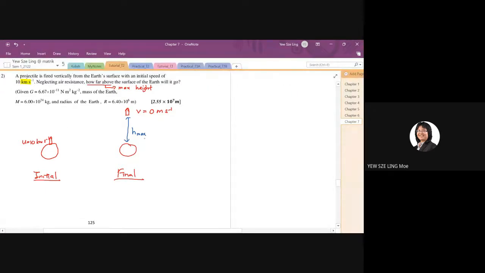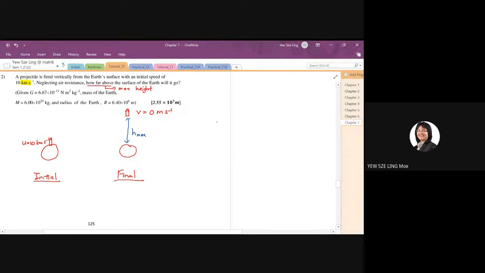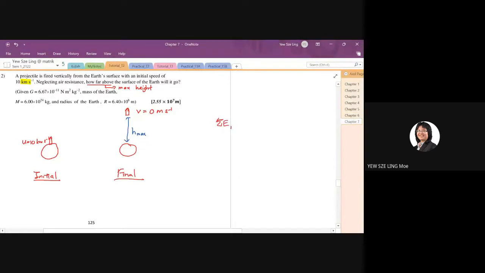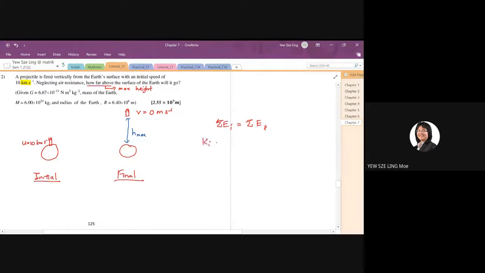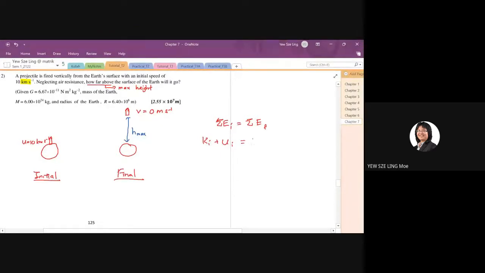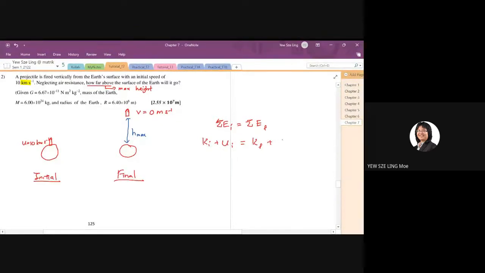Now let's see how we are going to solve this question. You have velocity and you want to look at the height. What can we do? We can calculate it by using conservation of energy. So the sum of E initial is equal to the sum of E final. So we have K initial plus U initial equals K final plus U final.